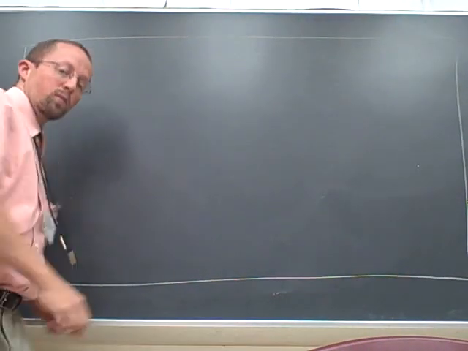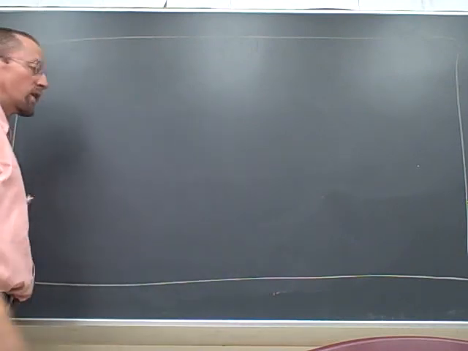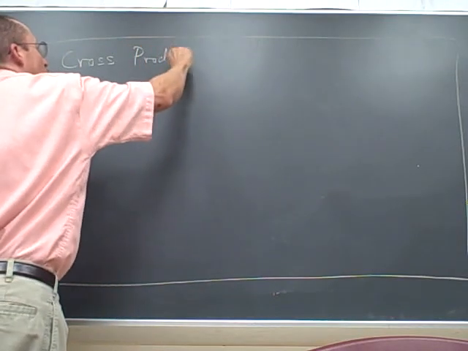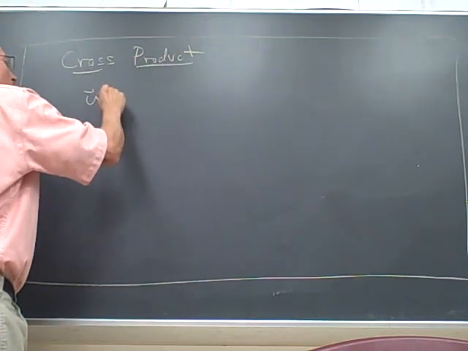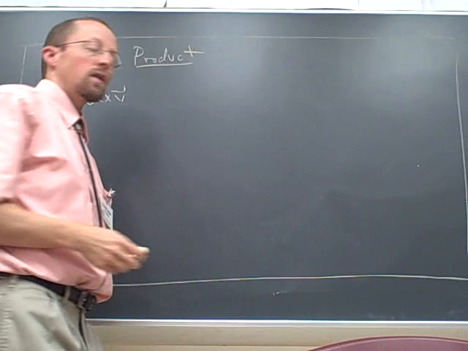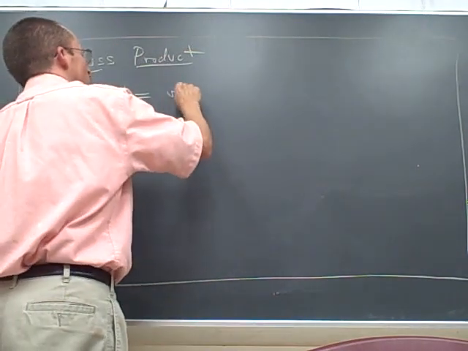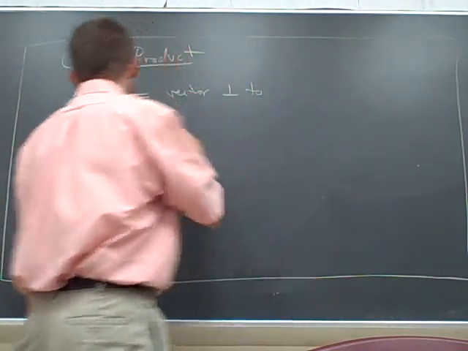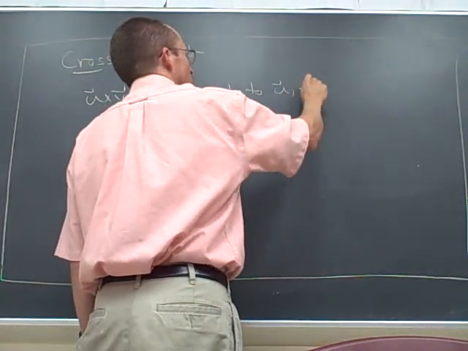Talk more about the cross product. Again, this is somewhat like what's in the book, but I have a different perspective on it. What I ended with last time was that the cross product is a vector perpendicular to the plane made by u and v. It's easier to just say it's perpendicular to u and v.